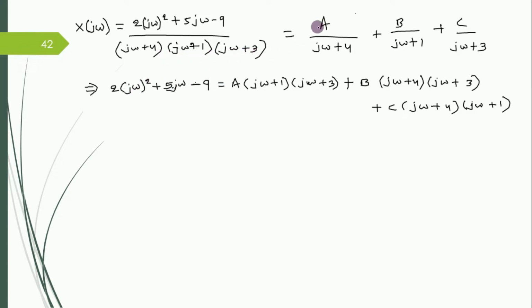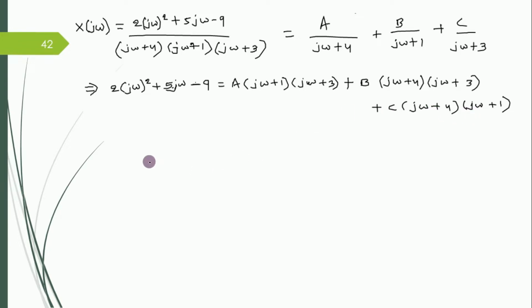Again I take the whole of this and multiply it with A divided by j omega plus 4. So j omega plus 4 and this j omega plus 4 cancel. Other than j omega plus 4, you have j omega plus 1 and j omega plus 3 retained here. Similarly for B, j omega plus 1 will vanish, j omega plus 4 and j omega plus 3 will be retained. Similarly for C, j omega plus 3 will vanish, and the other two terms will appear. This is the second step of partial fraction.